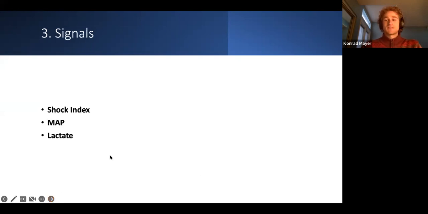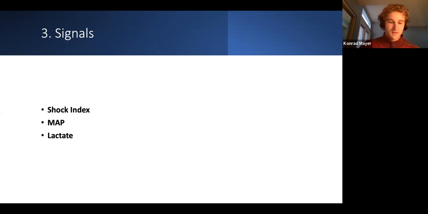So let me get into the signals. So how do we recognize somebody that is in shock? Shock can be fatal, and the most important step to treating shock, as I said earlier, is recognizing shock. And we have three tools that are helpful that should make our ears perk up and be like, oh, is this patient in shock? I think I should be worried. And the easiest and the most approachable signal is the shock index.